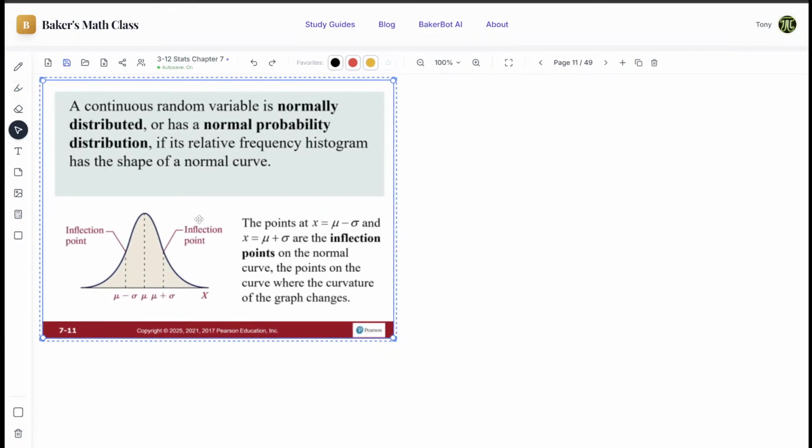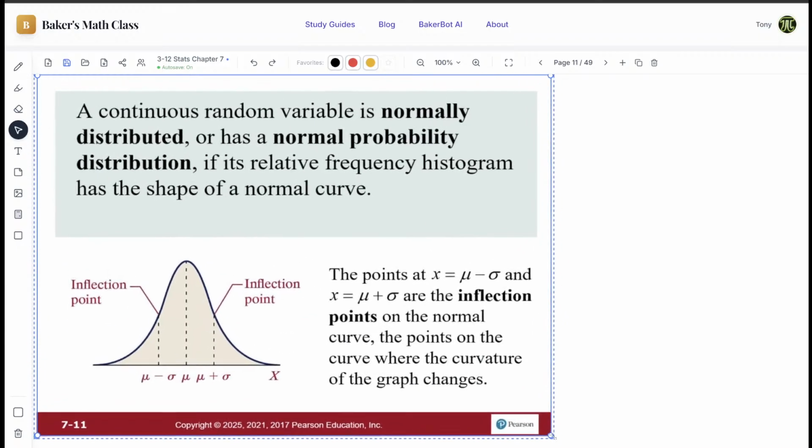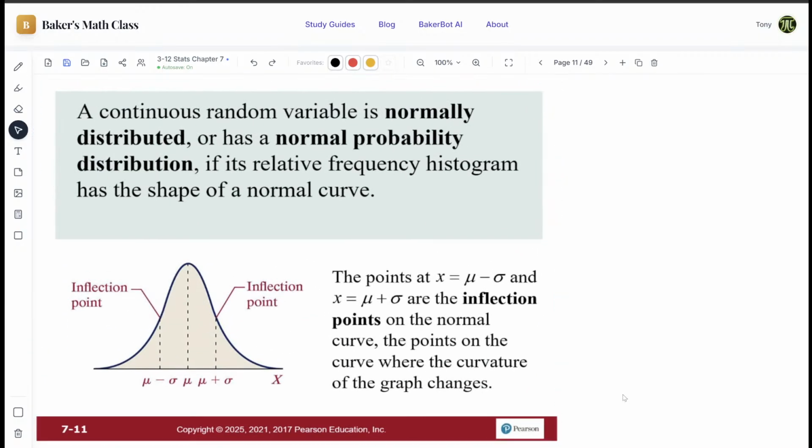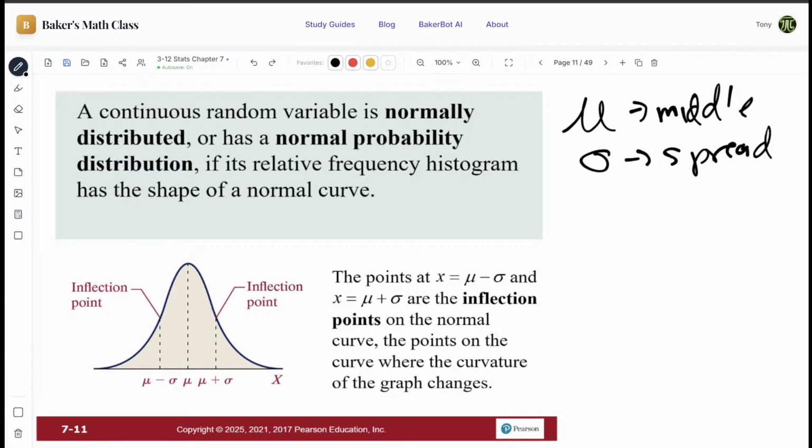When we're looking at the normal curve, you don't really need to care about what the inflection points are. The big piece that you need to remember, and we talked about this briefly in chapter 3, is that the middle of the bell curve is my mean. And then my standard deviation is the spread. So one standard deviation up and one down, or 2 standard deviations and 3 standard deviations.